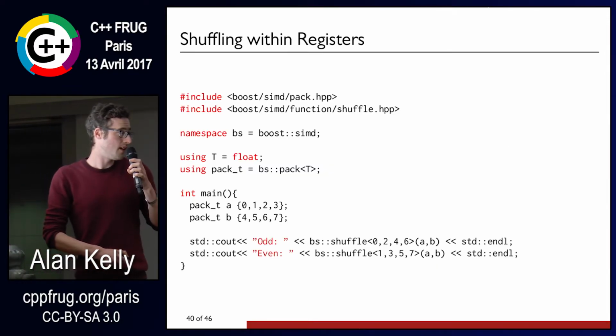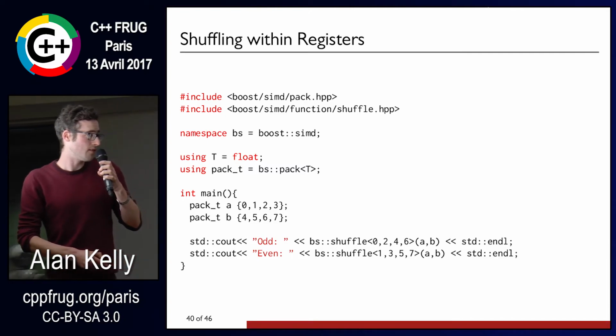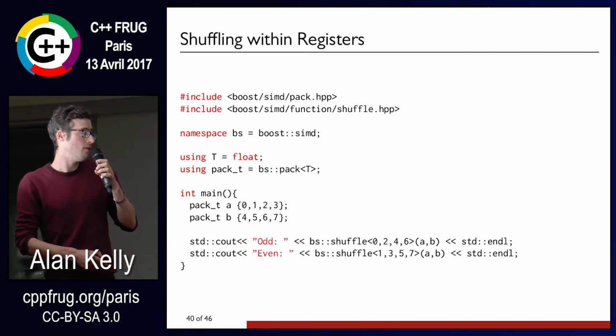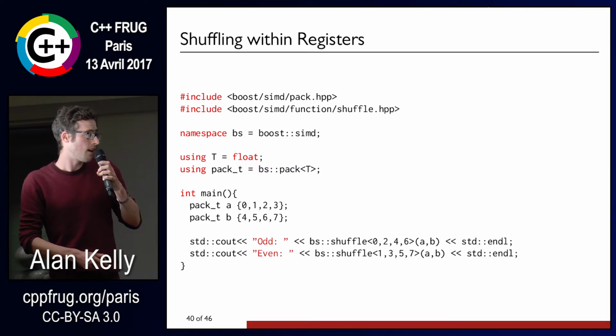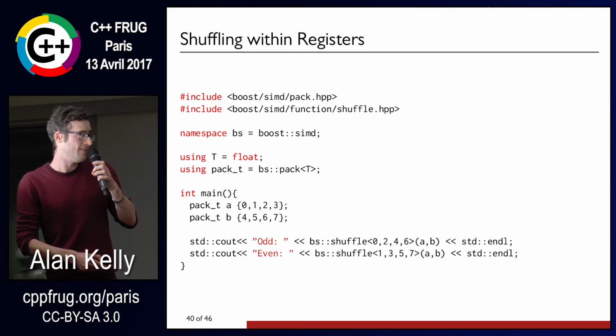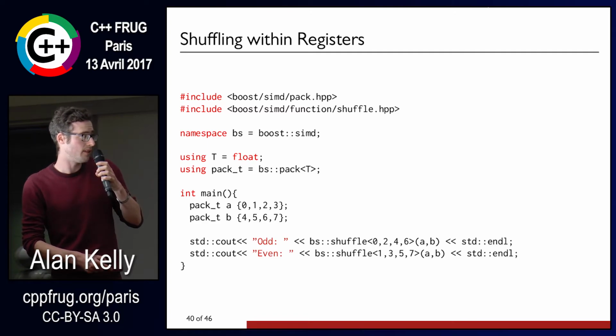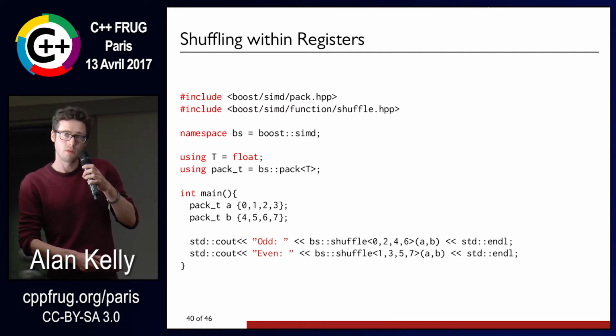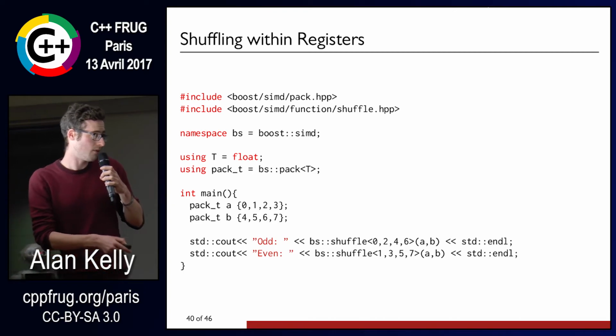With BSIMD, I can simply shuffle my vectors. I've got a shuffle function. I've got 2 packs, which again are just the BSIMD type for a SIMD register. And I call my shuffle instruction here. I want all the even elements in my vector. I want all the odd elements. So this is going to print 0, 2, 4, 6, 1, 3, 5, 7. It's exactly what I want.